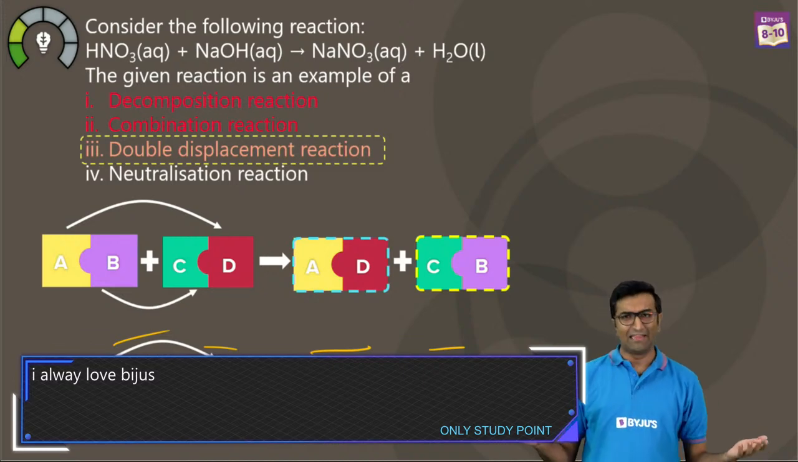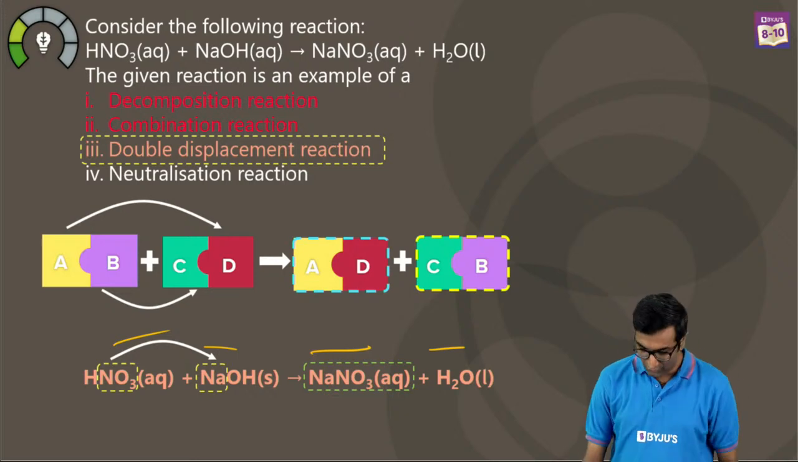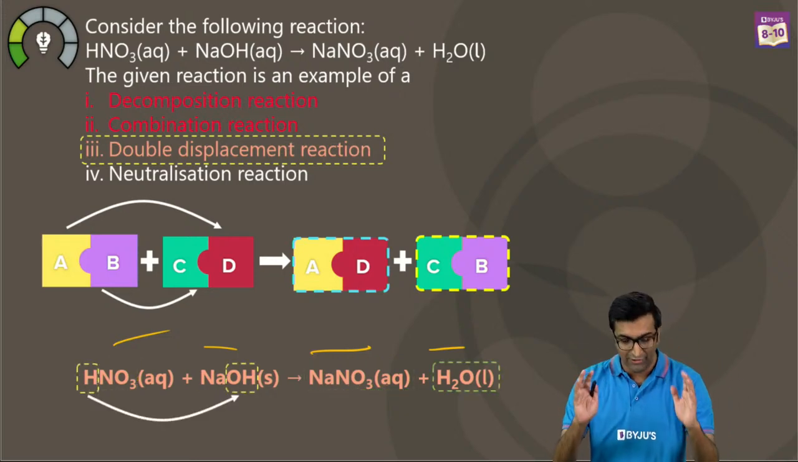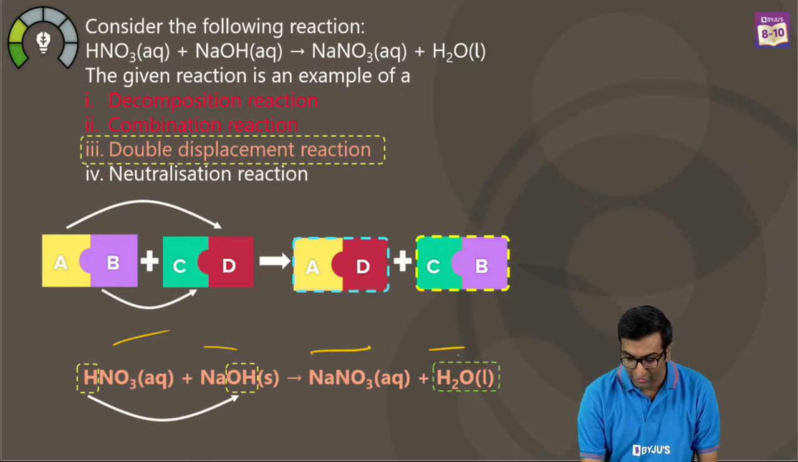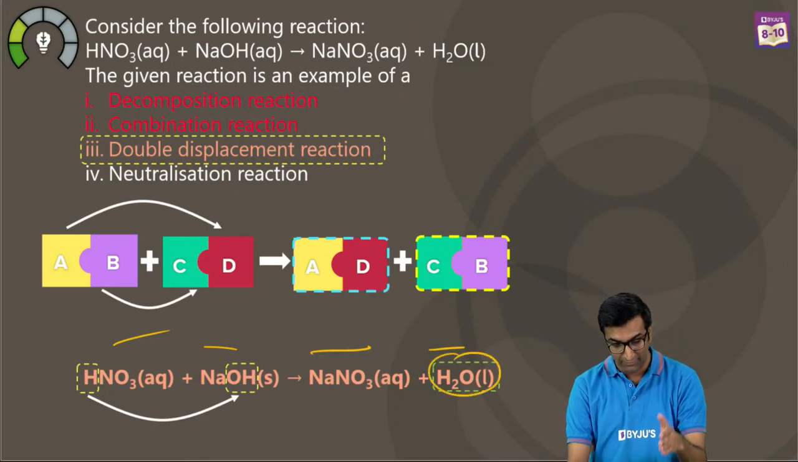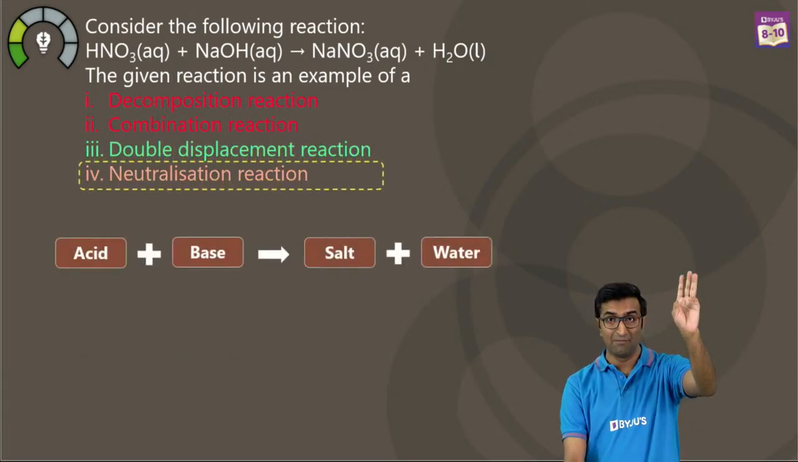If you're wondering what this aq is, s is basically a solid, aq is aqueous, and H2O is water. If it's not evident to you right away, H and OH combine to give you water. Sometimes they miss out on this. And this is an extremely important part, because for us to figure out whether the next part is true or not, number four. Number three is right.